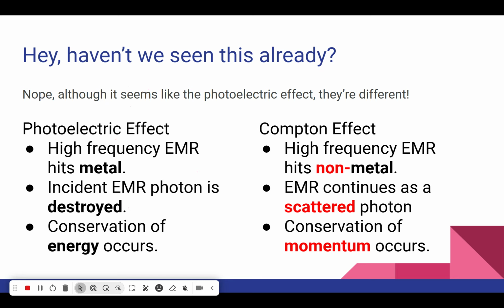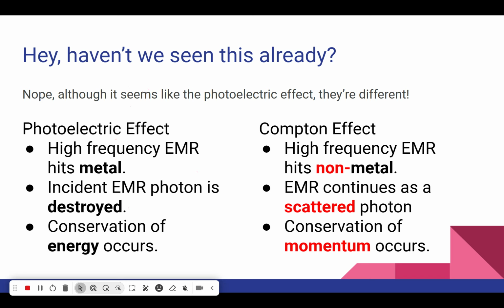In the Compton effect, the photon is not destroyed. In fact, it continues on its merry way. All that it's done is lost some of its momentum. And that again kind of comes into the last things we can talk about here.